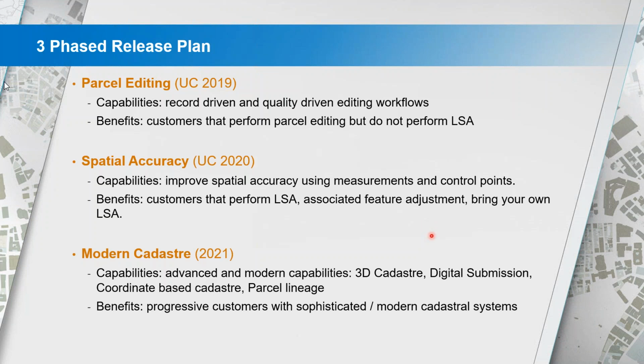And then moving forward into 2021, we're looking at advanced and modern capabilities such as the 3D cadastre, digital submission, coordinate-based cadastre, and then the parcel lineage, where I can actually start saying, here is a particular parcel, show me the children that came from this parcel, or better yet, show me the parents that this parcel derived from, and be able to see that graphically and linked together.